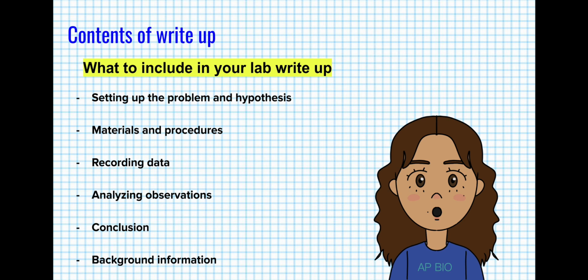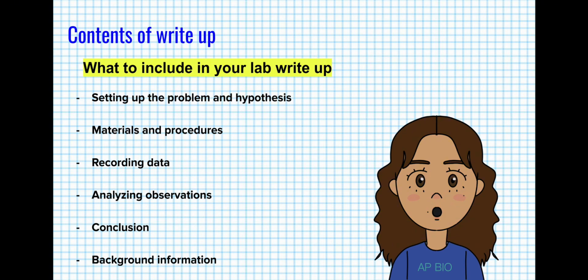Analyzing observations. Analyze your data by using graphs or charts that display the correlation between the variables used and use them to explain why your hypothesis was or wasn't supported. Conclusion. In your conclusion, include your hypothesis, evaluate it, include key results you obtained, and reflect on errors that you possibly made during the lab.